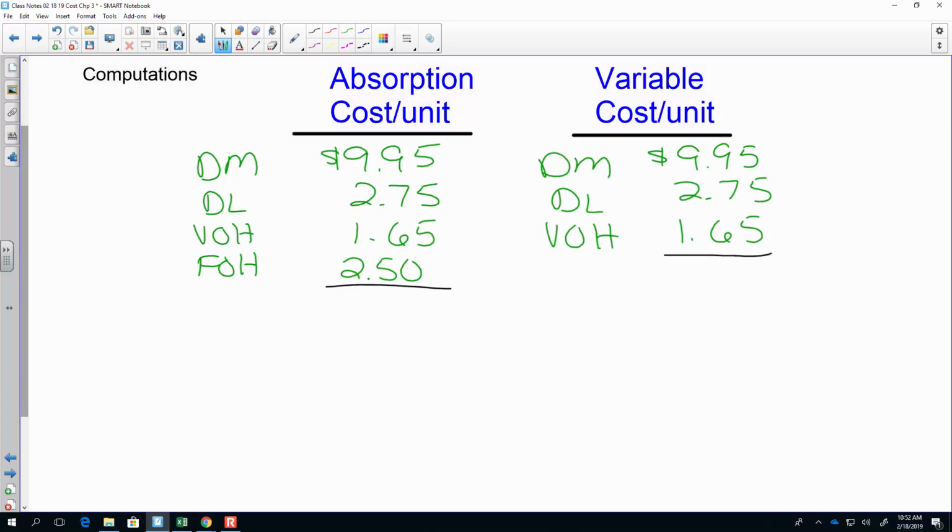So on the test, you'll be asked to do this computation, right? Come up with a variable cost per unit, come up with an absorption cost per unit. We total it up. Catherine, you have the amount? Somebody have the variable? 14.35. 14.35 for variable. Catherine? And 16.85 for absorption.